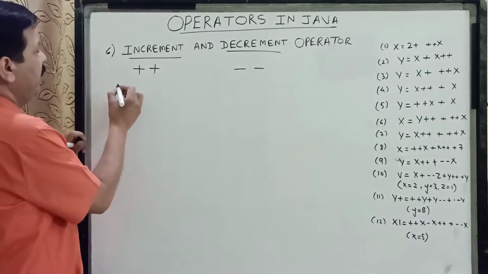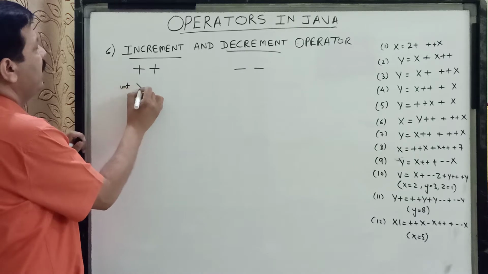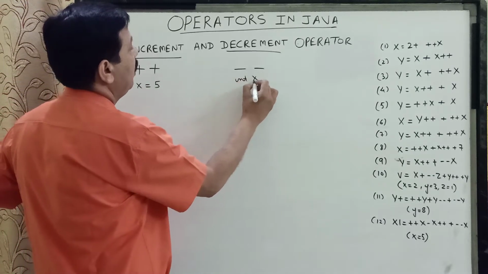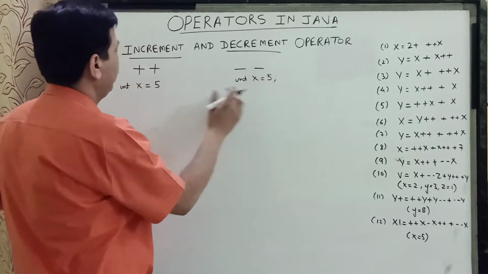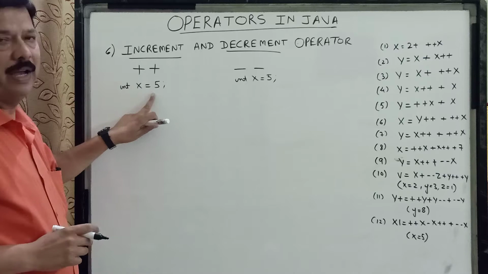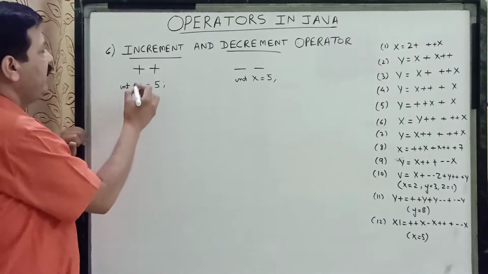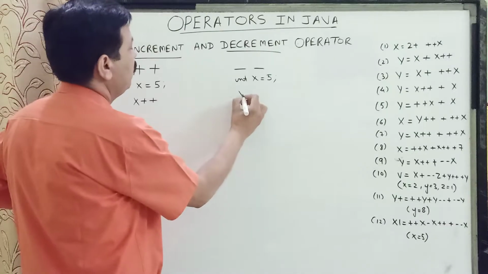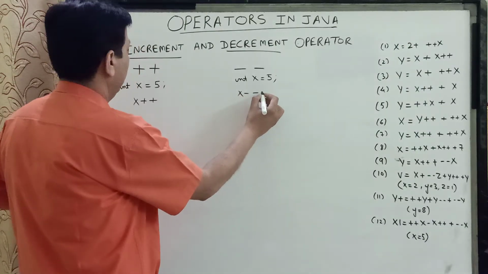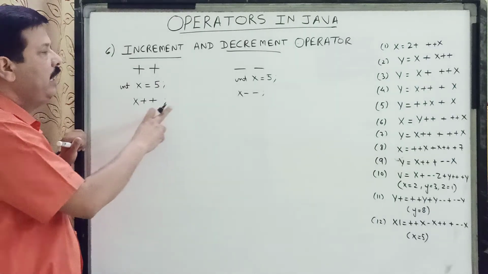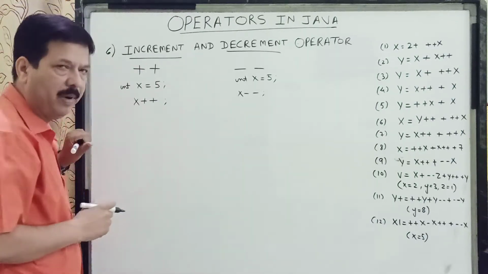Say for instance, if I have a value, say int x = 5. This is how we write in Java. That means that x is having a value of 5. Now if we use it with an increment operator like this, x++, or if I use it here x--, then here I am using an increment operator and here I am using a decrement operator.